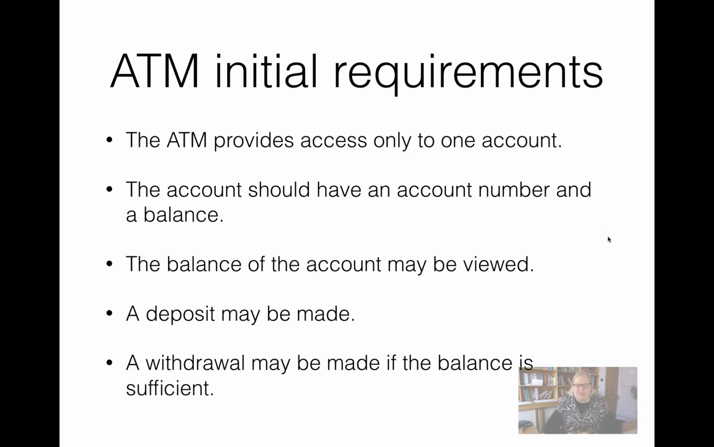So let's look at our ATM initial requirements. The ATM provides access only to one account to begin with. The account should have an account number and a balance, which is the amount of money remaining in the account. The balance of the account may be viewed, so you can see in the ATM how much money you have left. You should be able to take money out of your account, but only if there is enough money there that the balance left will be sufficient. We're assuming that we don't have any overdrafts here, so we're making sure that we've got enough money in our account to provide the balance.